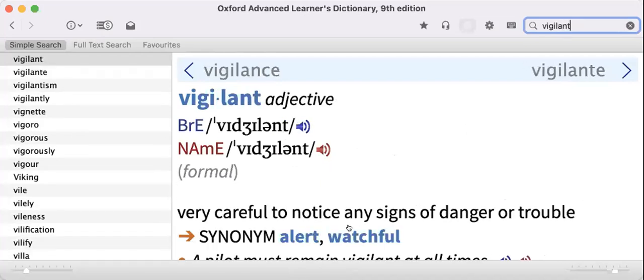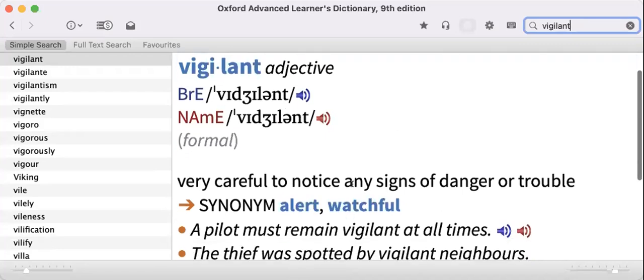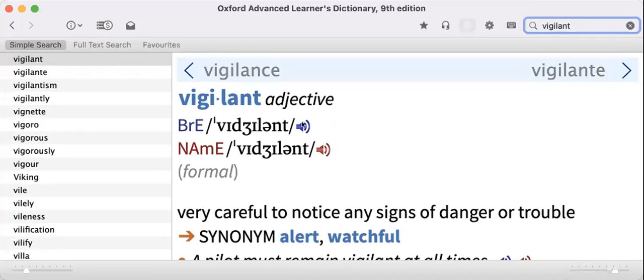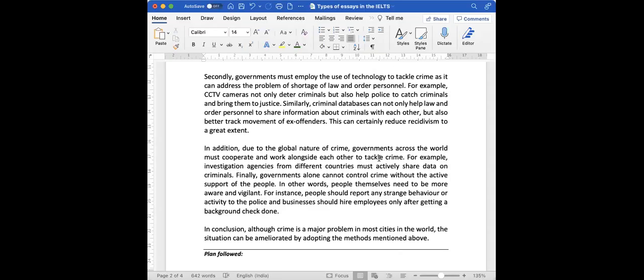Very careful to notice any signs of danger or trouble. Alert — I said alert, right? Alert, yes ma'am. When I'm teaching, I always find it better to open the dictionary because I don't want to teach anything wrong. Ma'am, what's the meaning of ameliorated?